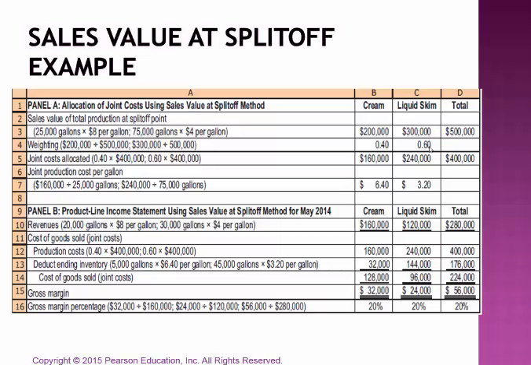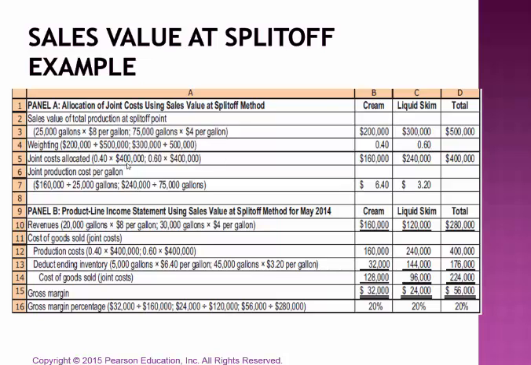We are then going to use those weights times the cost to get the allocated amount. All right, so we've got a joint cost of $400,000. We're now going to divvy it up by the sales value at the split off point, the weight of it.